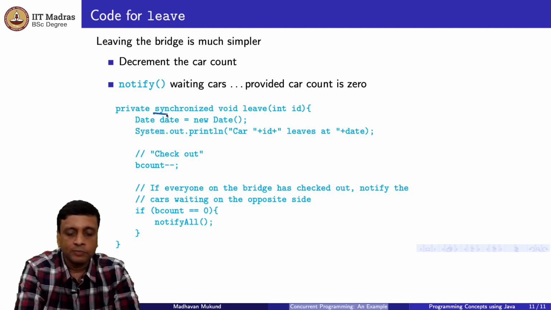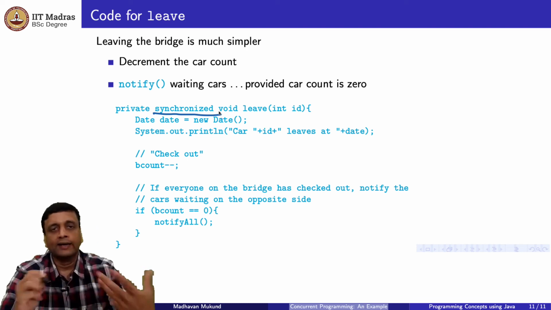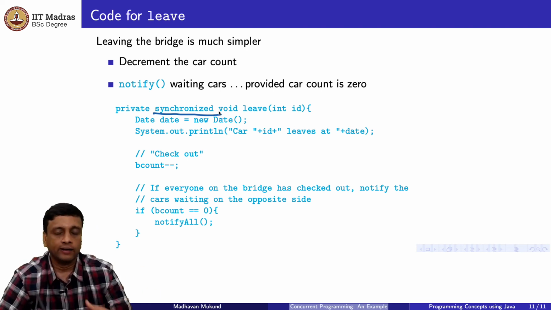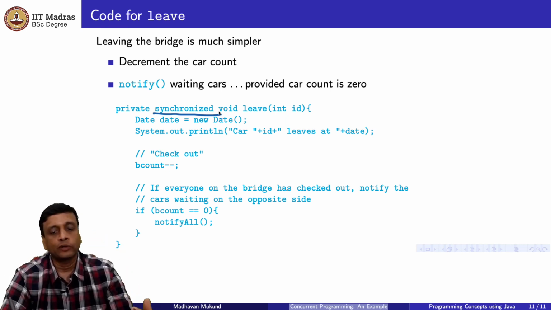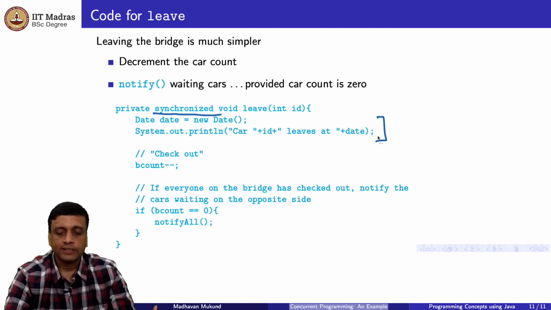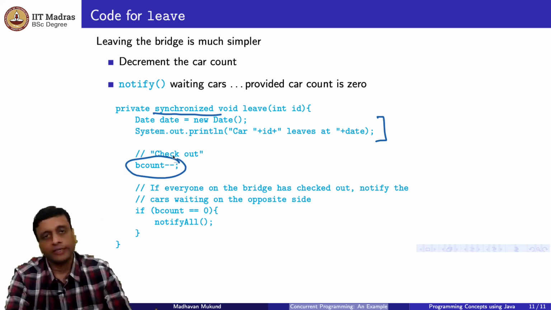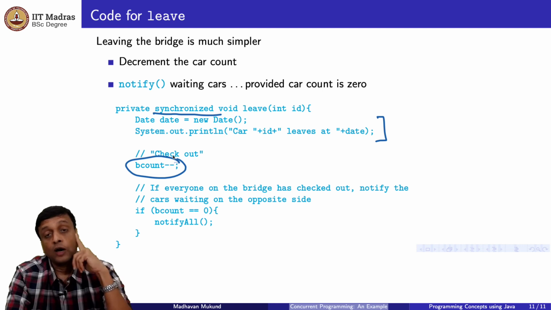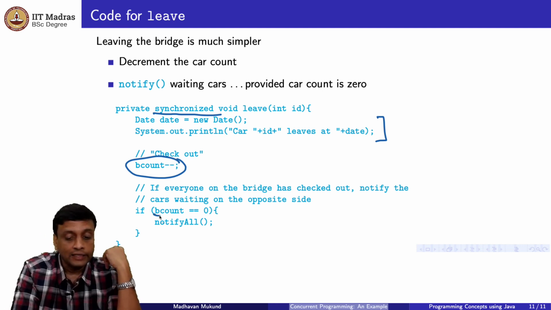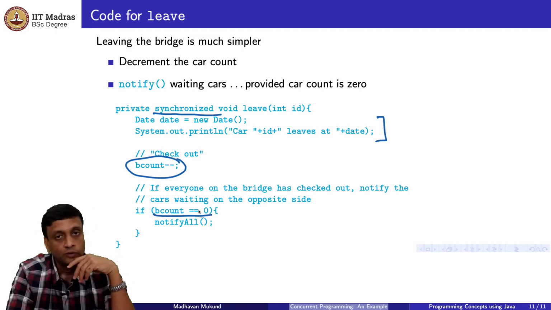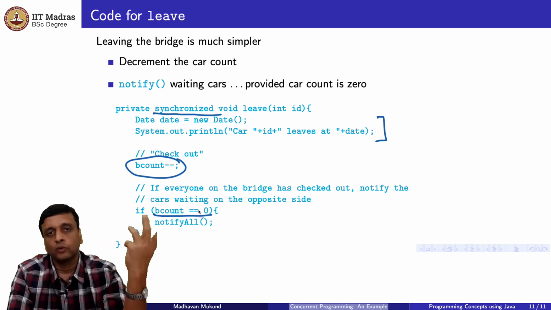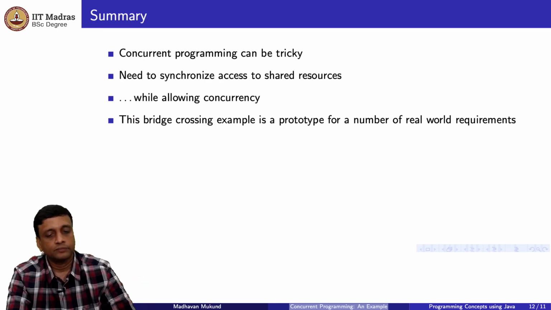Again, it's a synchronized method. So when the thread gets to execute leave, it's the only thread which is manipulating the bridge count and direction. Direction is irrelevant here. But what you do is you print out your message saying I'm leaving, then you check out. You get out of the bridge by decrementing, and now you ask how many cars are left. If after I leave, the count is going to be 0, then it's a good time to notify everyone. If the count is not yet 0, there's no point notifying. So that's how leave works.